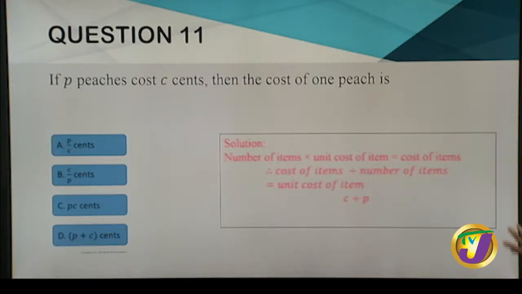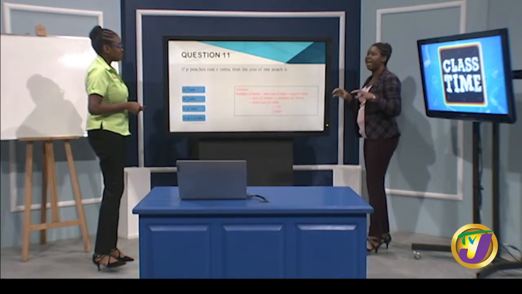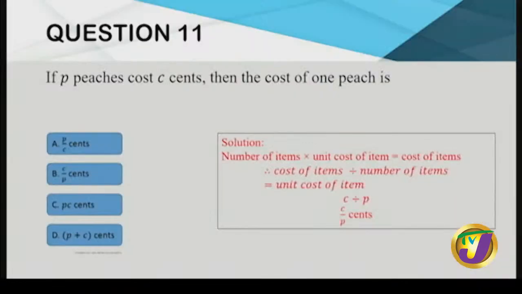And as we had discussed before, the number of items multiplied by the unit cost of the item will give us the cost for the total items. However, if you want to find the unit cost for the item, you'd have to divide the total cost by the number of items. So our answer here is B. B for Bailey.